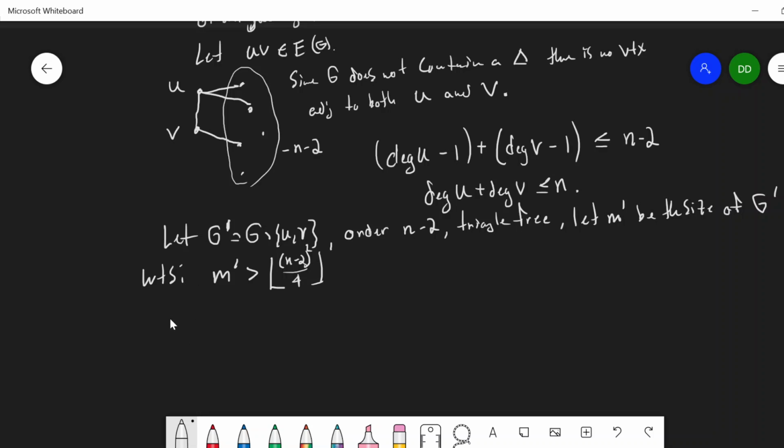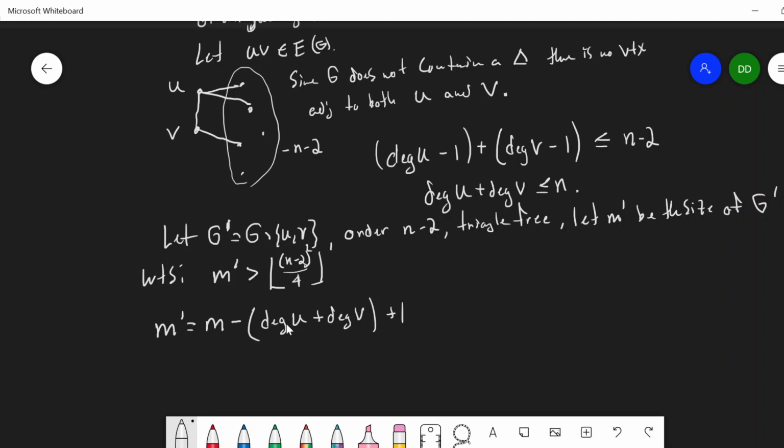So let's see. Let's count the edges in m prime. Well, it's however many edges were in G, but then I've removed u and v, right? And so I've lost all the edges between them. So I've lost everything in the neighborhood of u. I've also lost everything in the neighborhood of v, but I've actually double counted, right? I've double counted this edge between u and v, and so I have to add 1 to this. That would be the size of G prime.